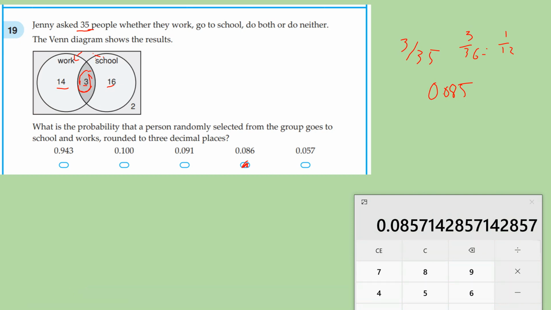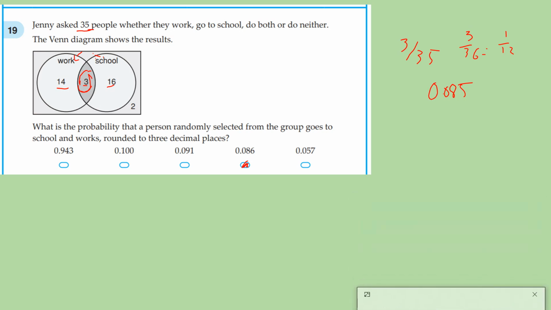Easy enough. Finding the cursor is a little bit harder. There we go.